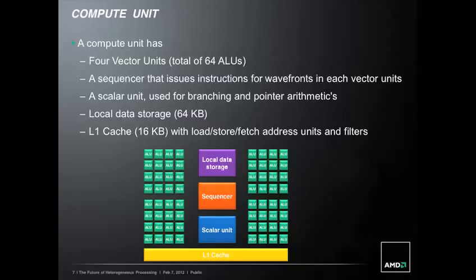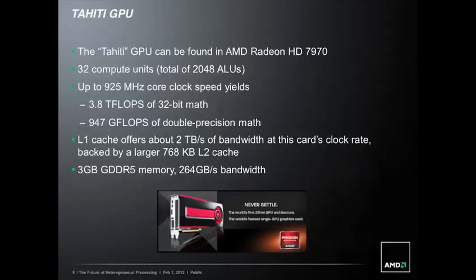Okay, so this is a compute unit. If you take a few compute units, we can build a GPU out of that. So I'll talk about the Tahiti GPU. Tahiti GPU is our latest core, built out of Graphics Core Next. This is what we talked about. The commercial name is AMD Radeon HD 7970. It has 32 compute units, which is 2,048 ALUs, which is a very big number. It runs at 925 megahertz clock speed. So if you do the math, you get to 3.8 teraflops of 32-bit math, or if you want to do double precision, it's 947 gigaflops, and that's very fast.